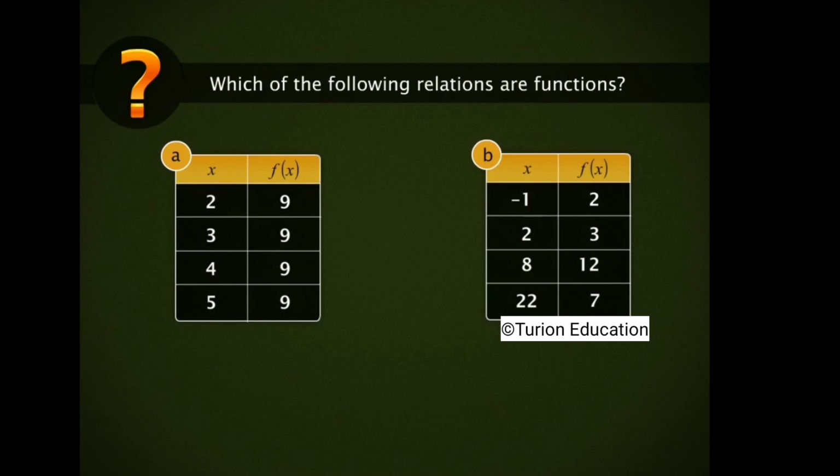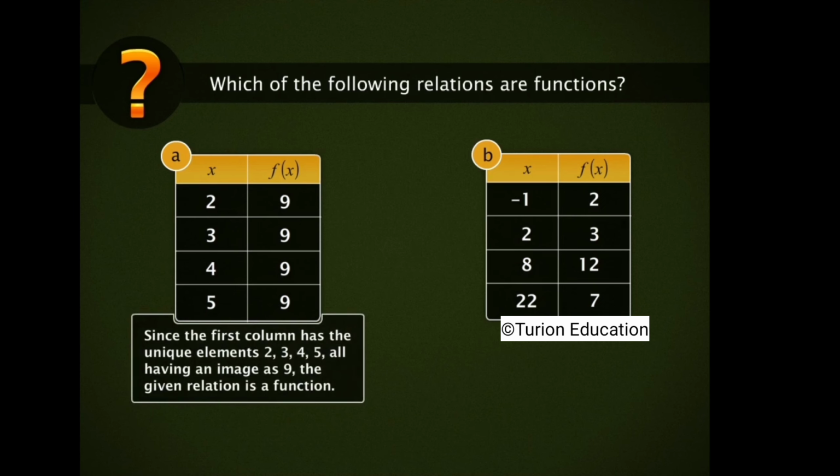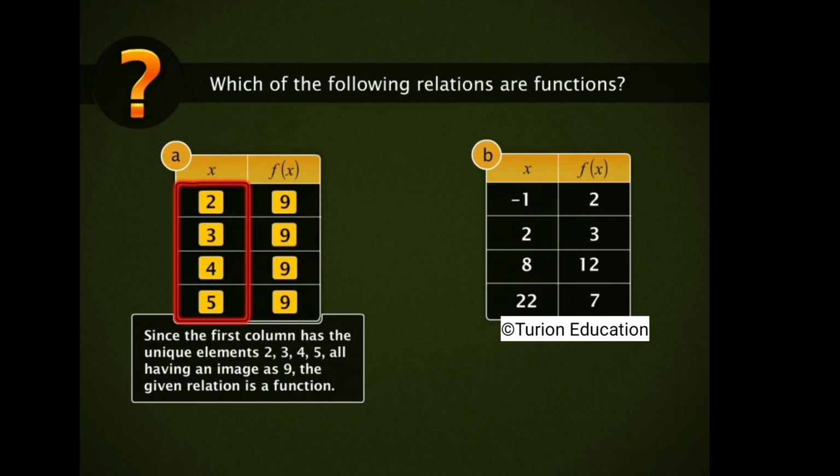Next, let's look at the relations given in tabular form. We need to determine which of them are functions. We know that for a relation to be a function, the elements in the first column should not be repeated. Since 2, 3, 4, and 5 are the elements of the domain of the given relation, having their unique image as 9, this relation is a function.